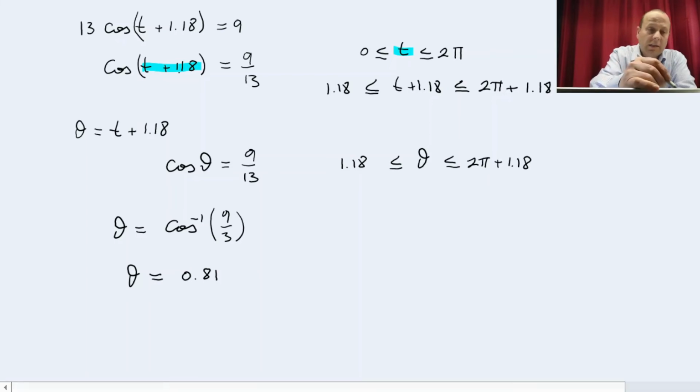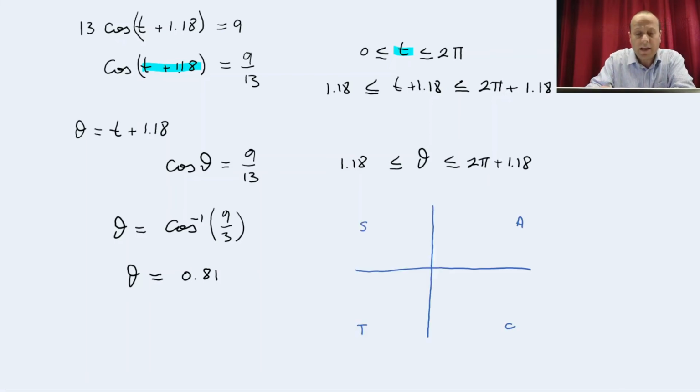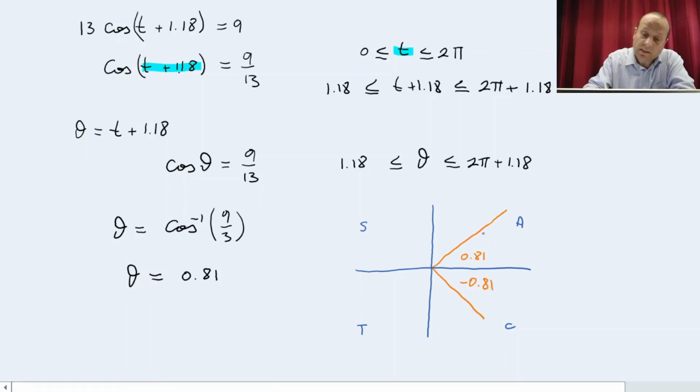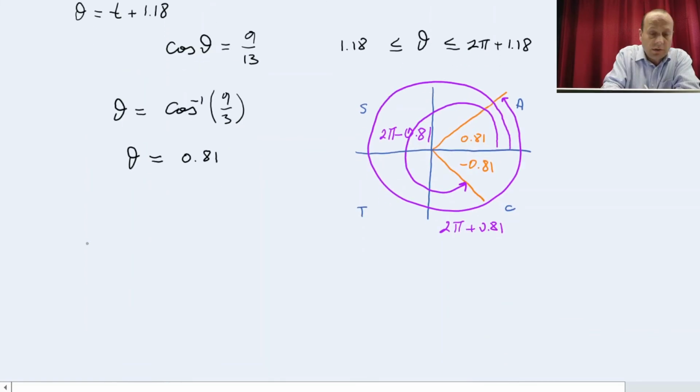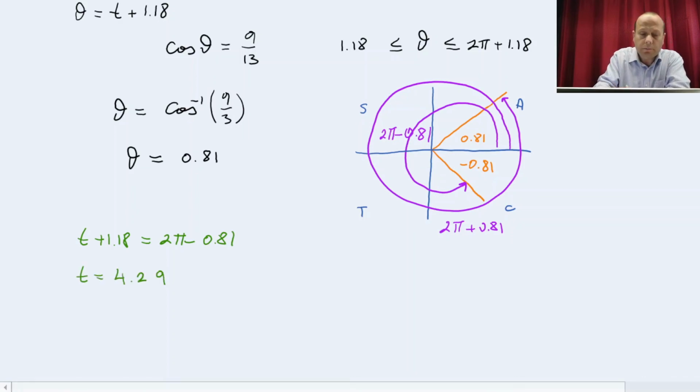Let's do the CAST diagram, and the cosine is positive in that quadrant and in that quadrant. That's not a solution, so one solution is 2 pi minus 0.81, and the other solution is 2 pi plus 0.81. So let's substitute them. t + 1.18 is equal to 2 pi minus 0.81, so t equals 4.29. Let's get the other value, and t equals 5.91. Thank you.